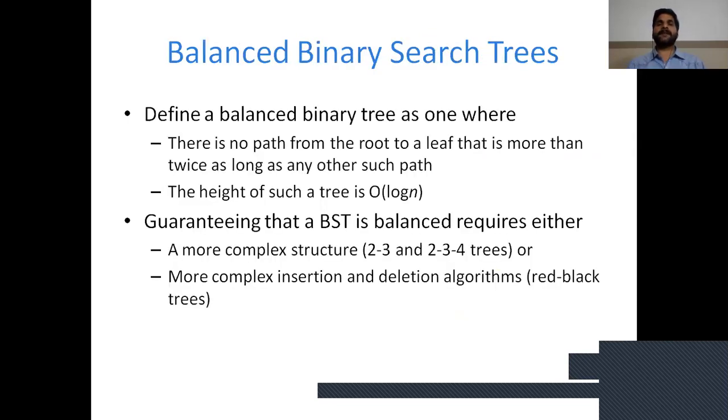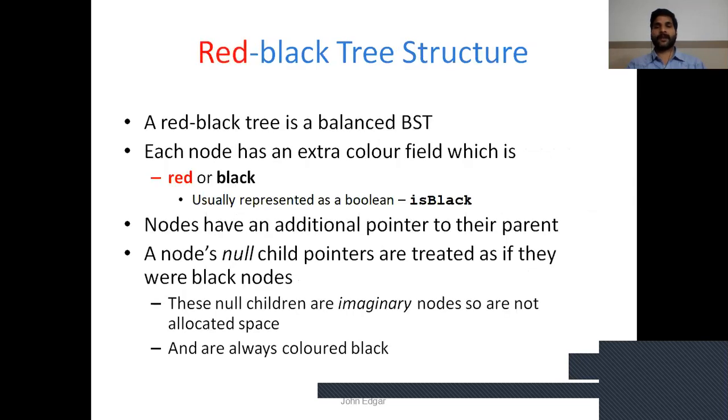The definition of a balanced binary tree is one where there is no path from the root to a leaf that is more than twice as long as any other such path. The height of such a tree is order of log n. Guaranteeing that the BST is balanced requires either a more complex structure, like 2-3 and 2-3-4 trees, which have more complex insertion and deletion algorithms, or a red-black tree structure like this.